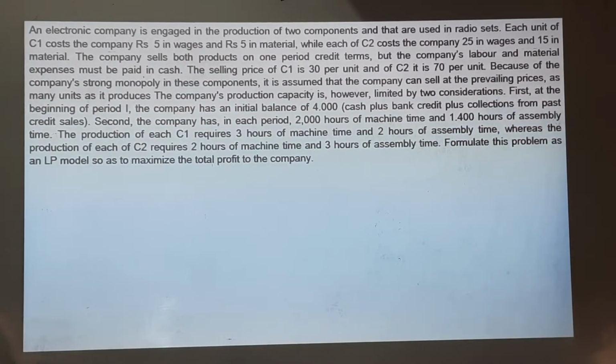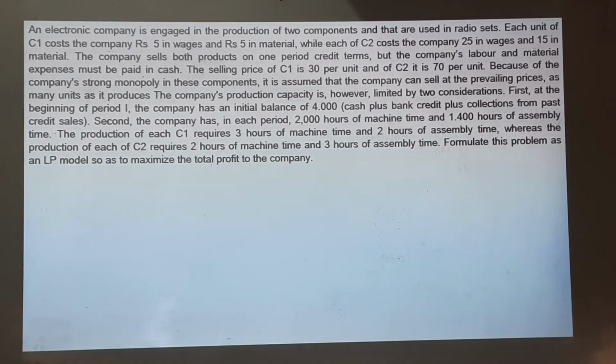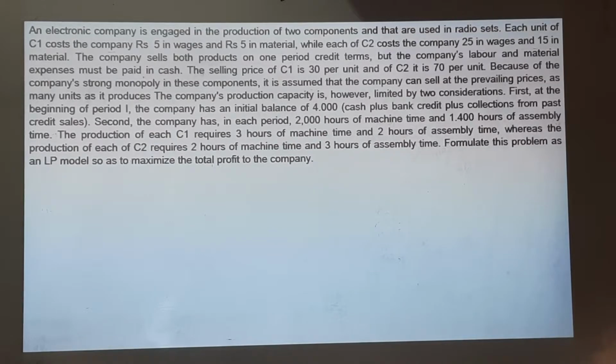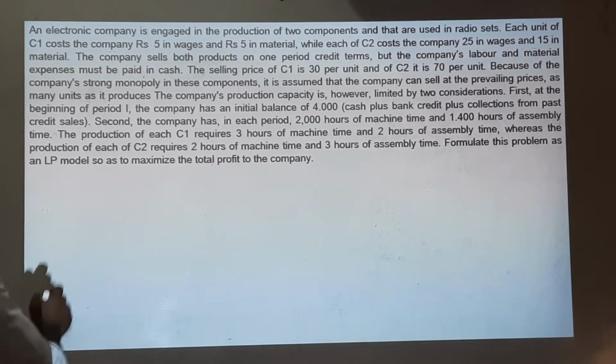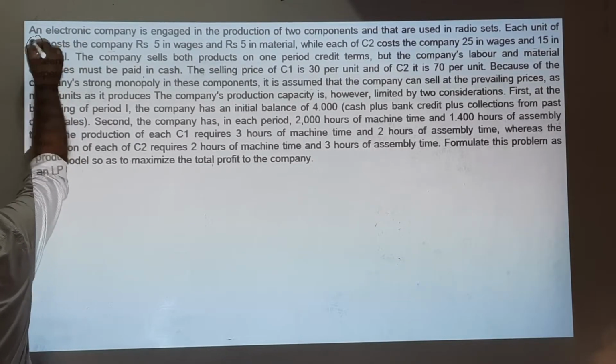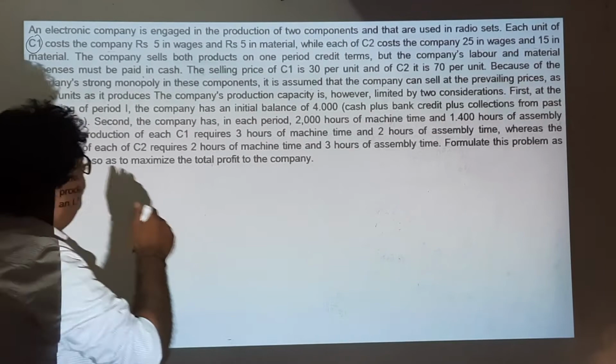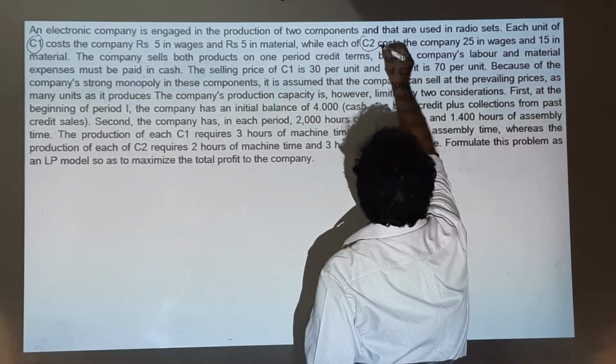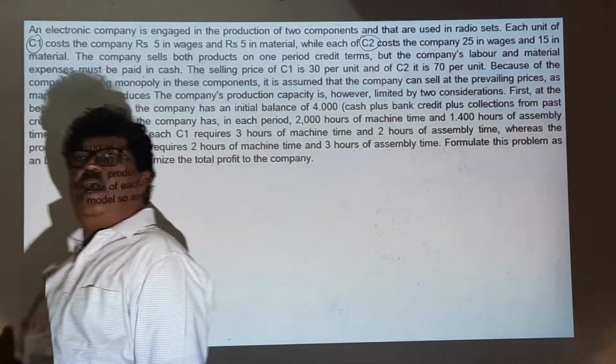So this is the problem. Just read out the problem. It is not so difficult. We just have to arrange it in order and understand. So what is it that we have to calculate? We have to calculate the profit of the two products which the company is producing, C1 and C2.